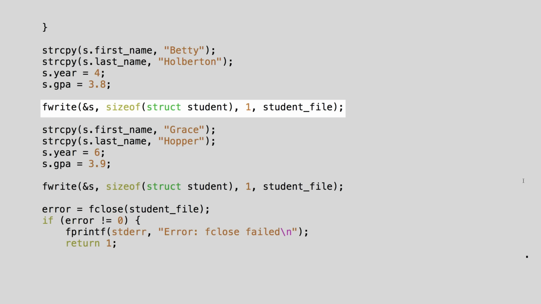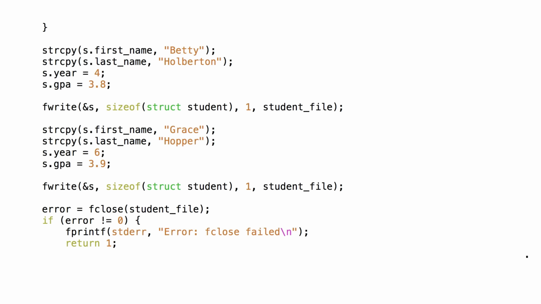Most of the parameters are the same as when we were writing individual values. The interesting parameter is the second one, where we use sizeof to determine the size of the struct that we are writing. It's very important we use sizeof instead of manually computing the values of the struct.